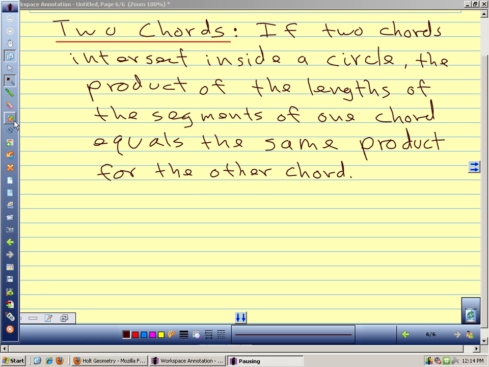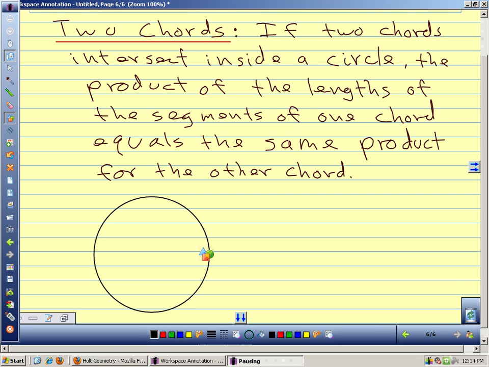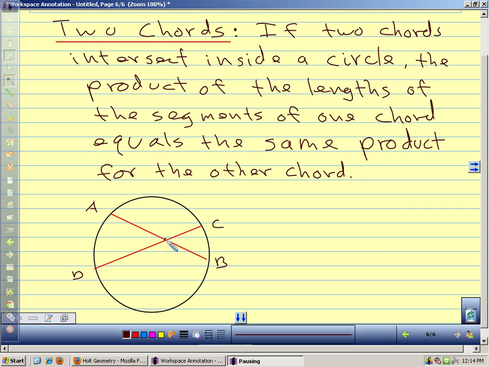So let's draw a picture and see what this is telling us. Here's my circle, and this is the last gray box in your flip book. So here are our chords. And notice that this one is different because our chords are intersecting inside the circle. So this is point A, point C, point B, and point D. And we'll call the middle point V.